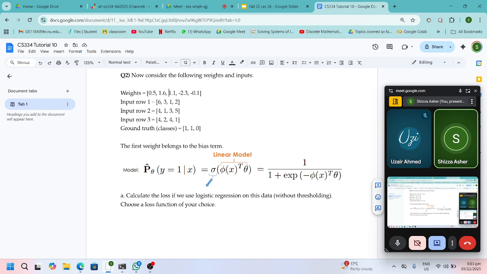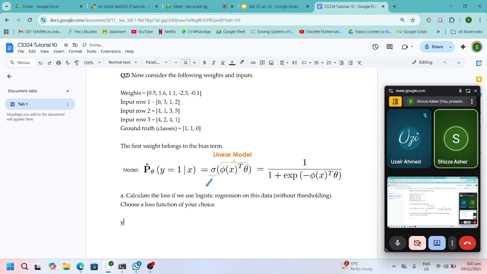1 divided by 1 plus e to the power minus whatever output you got from your linear function. Well, this is something you should be expected to know as well. So anyway, let's compute it. सबसे पहले आप simply अपने linear function की values निकालेंगे. So this is how I will do so.